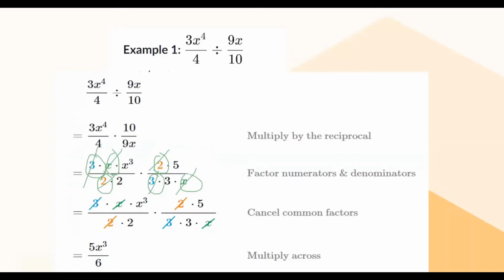In here, you just have x to the third power left, and 5. You multiply across, you get 5x to the third. At the bottom, you have 2 and 3; 3 times 2 gives you 6, and that is your final answer. It cannot be simplified any further.